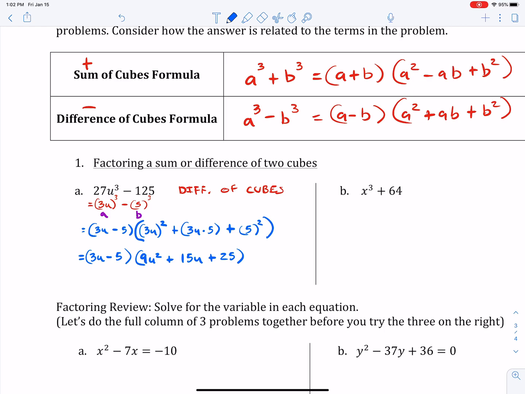You're going to do letter B on your own, but if you notice, there's a 1 in front of that x value, x cubed, and this is going to be the sum of cubes. So you're going to want to utilize this formula up here and match everything up.